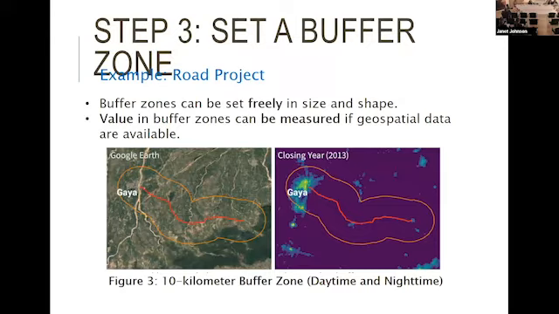In addition to the project alignment, we can monitor values in the area of the project alignment. I set a 10-kilometer buffer zone. The figure shows daytime and nighttime satellite imagery and the buffer zone. So we can count the data within the buffer zone.